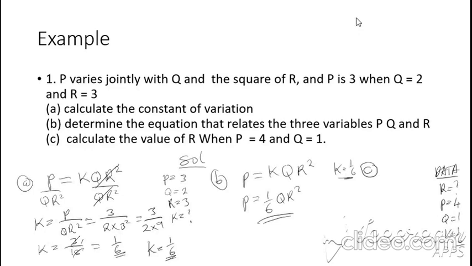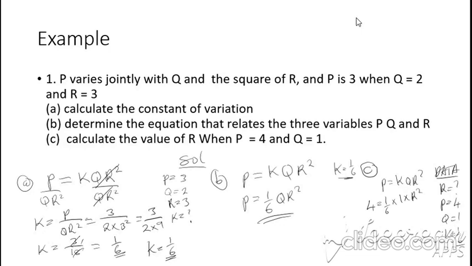So let's use the same expression. P is equal to k q r squared. So let's try to substitute now. Our p is 4, which is equal to, what's our k? That's 1 over 6, times what's our q? Our q is 1, times what's our r? It's r we're looking for, which is squared like that.